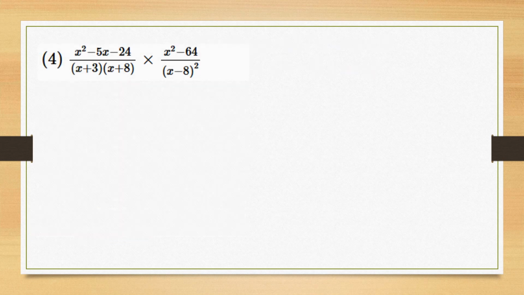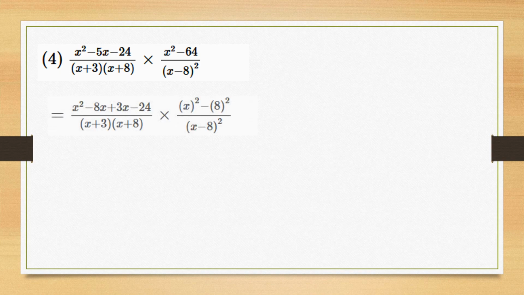Let us see the fourth sum. The fourth sum expression is x squared minus 5x minus 24 upon x plus 3 x plus 8 into x squared minus 64 upon x minus 8 the whole bracket square. Now if you see, the numerator of the first expression is x squared minus 5x minus 24. Now this we will expand.